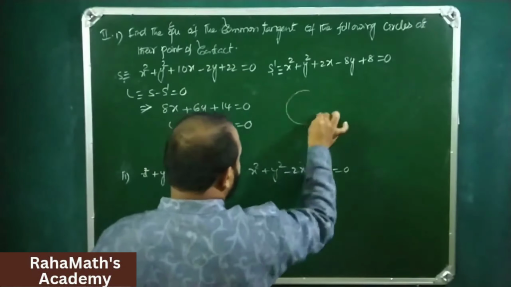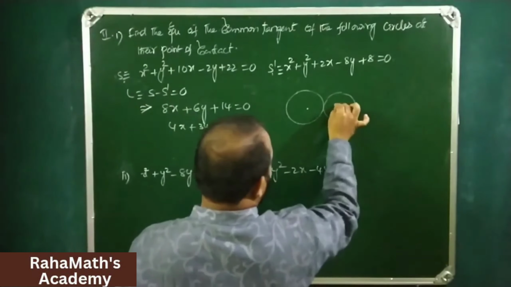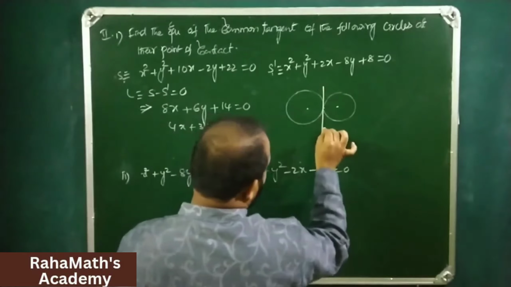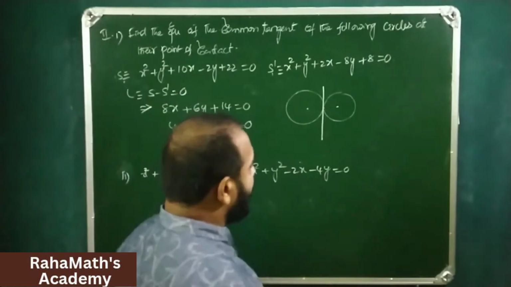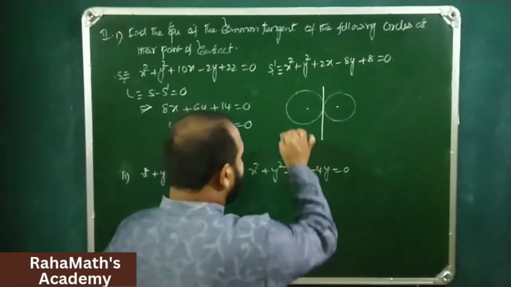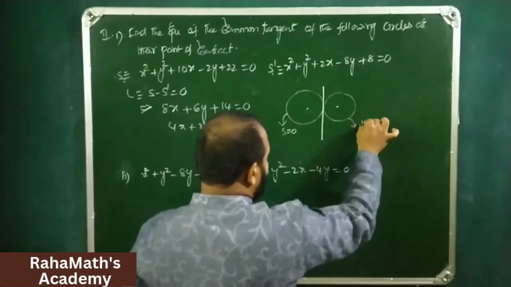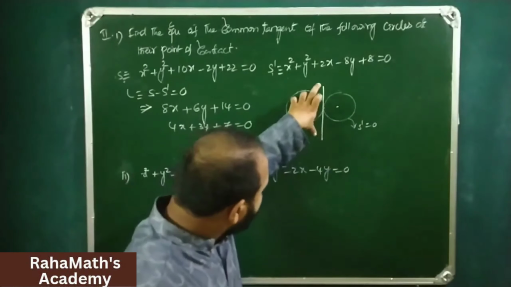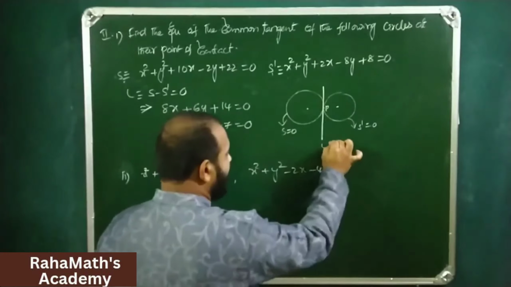That means these two are the circles touching each other, and at this point of contact, this is the equation of the tangent. This equation of the tangent we obtained by the concept of radical axis. S equals to 0, S dash equals to 0, and the radical axis is nothing but the common tangent of these two circles at the point of contact P. This is L equals to 0.